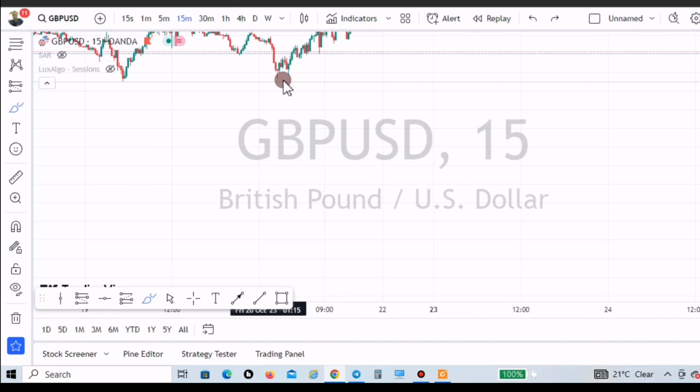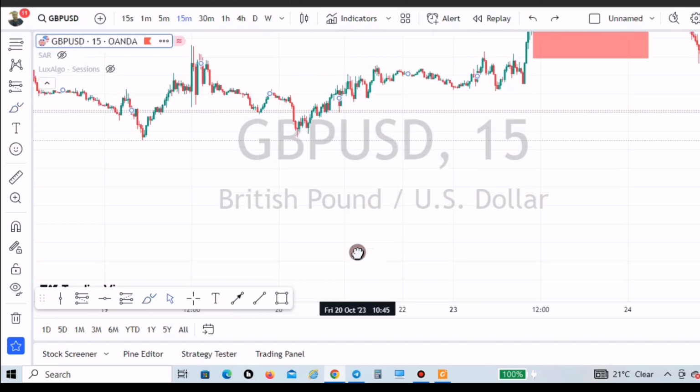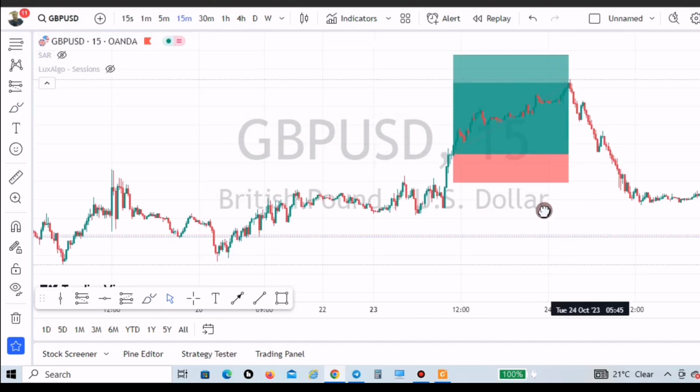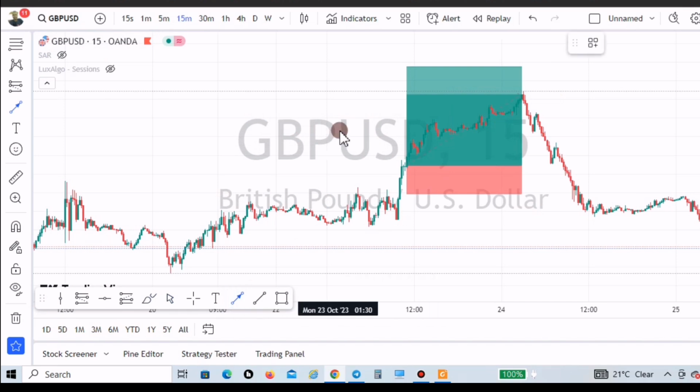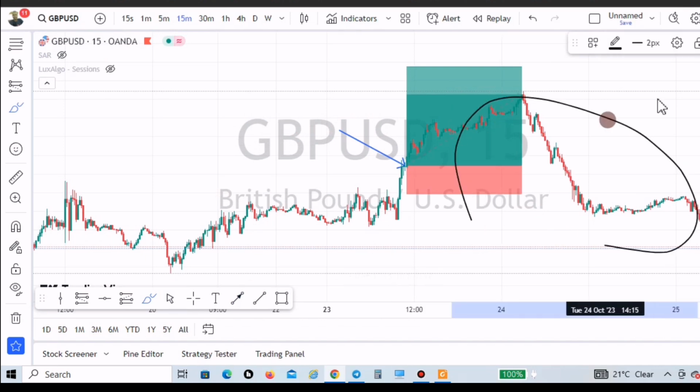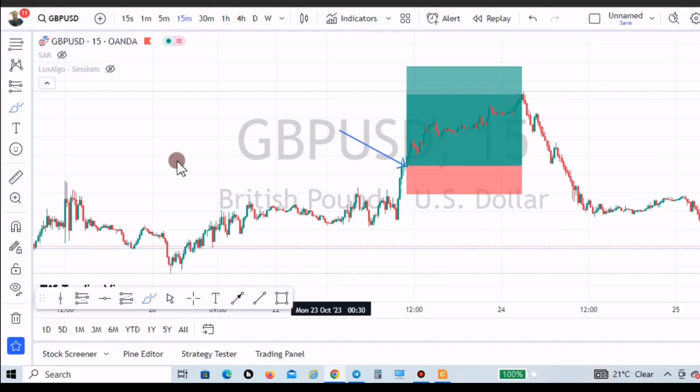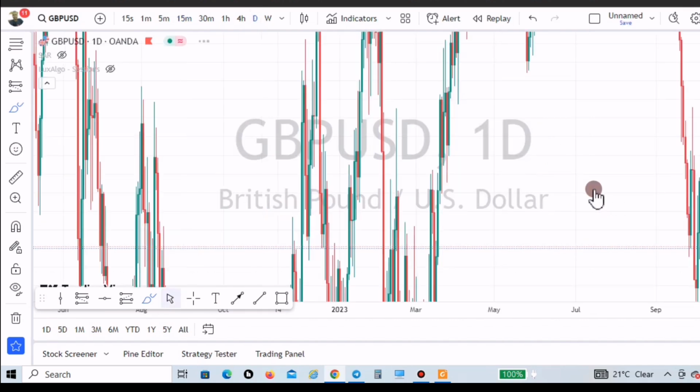So right here, let me just do this together with you. Remember, when I took this trade, price was there. So just tell yourself that you don't know what is on this side. Let us take it from there. What I usually do is start from the higher time frames. So I start on the daily.